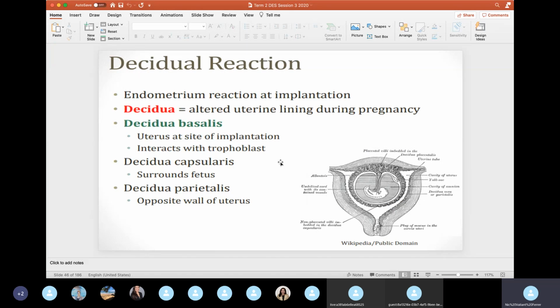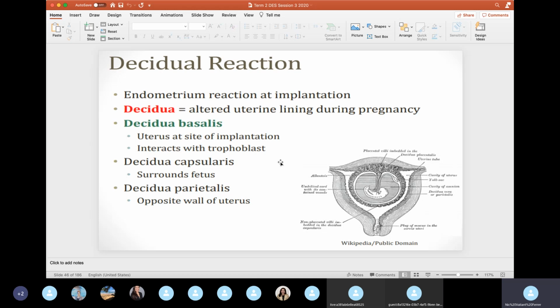Let's talk about the decidual reaction. In the endometrium, what happens? The reaction of the endometrium at implantation. So you talk about the decidua. Decidua is the lining of your uterus during pregnancy. 3 parts, high yield. Decidua basalis, the basal layer, don't forget. This is the site of implantation. This is the part of your endometrium that interacts with trophoblast.